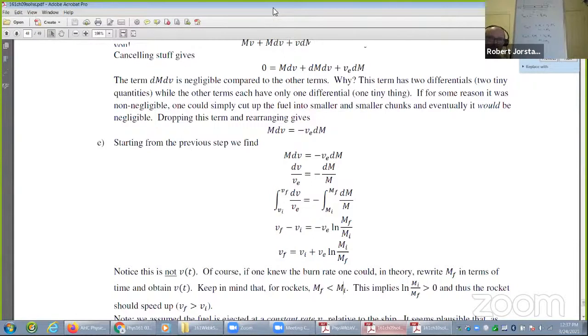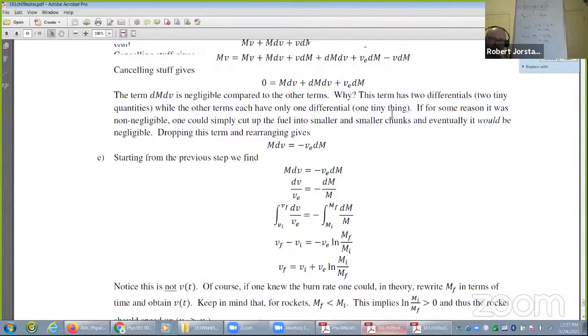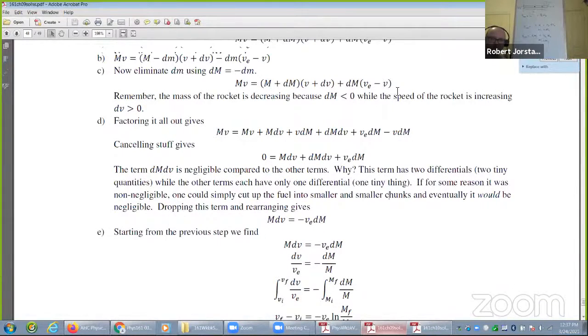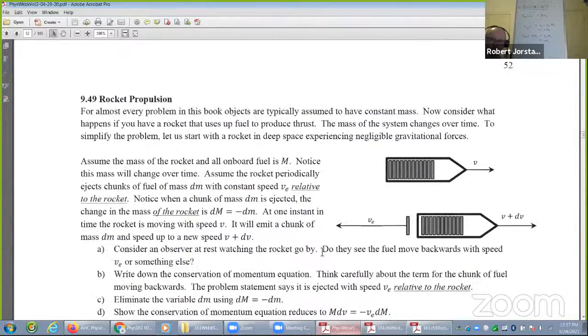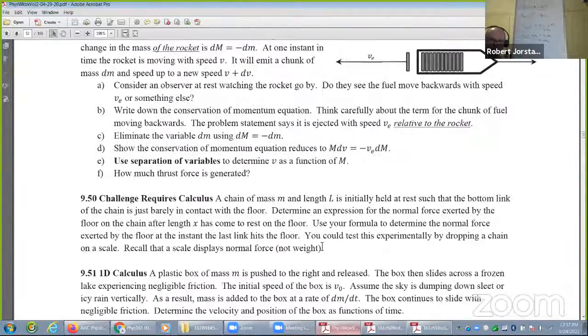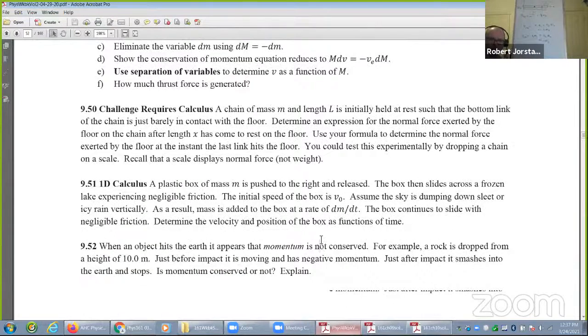All right. Any questions about that? Well, I've got it up here. Again, it's just momentum, then some simplification of algebra, and then some separation of variables. All right. And I think that's okay. There's some fun problems.